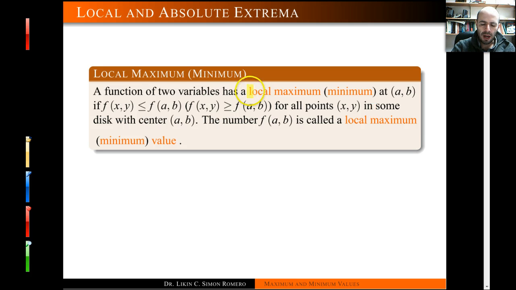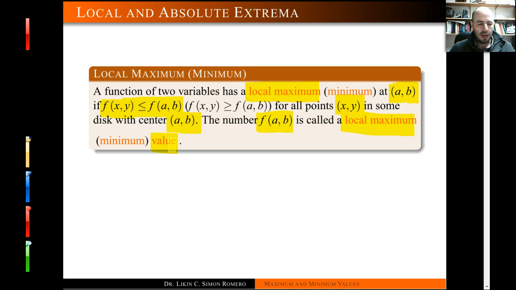A function of two variables has a local maximum, correspondingly local minimum, at a point (a, b) if f(x, y) is less or equal than f(a, b) for all the points (x, y) in some disk centered at (a, b). The number f(a, b) is called a local maximum value. So what we're saying is that at the point (a, b) and in points around (a, b), the function is the greatest at (a, b).